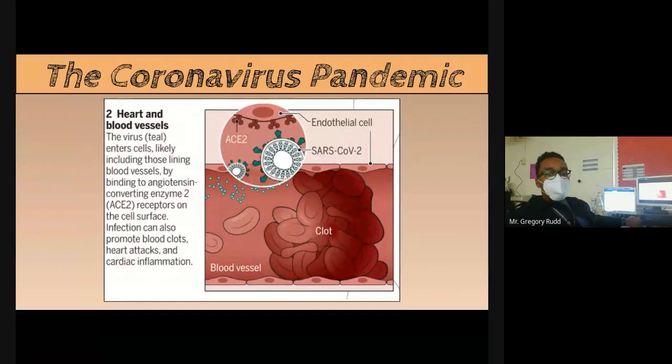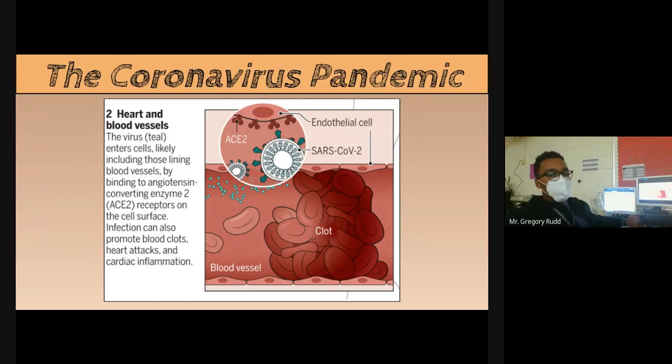If the blood clot travels to your lungs, you can eventually have what's called a hematoma, which is basically a blood bruise in your lung. Your lungs start to fill up with actual blood and fluid, and that can be fatal.